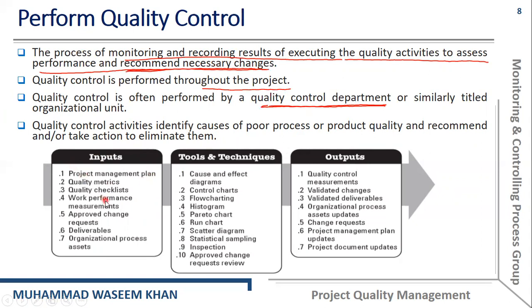It has some inputs like project management plan, quality metrics, quality checklists, work performance measurements, approved change requests, deliverables, and organizational process assets. And the tools and techniques include the cause and effect diagrams, control charts, flow charting, histogram, Pareto chart, run chart, scatter diagram, statistical sampling, inspection, and approved change request review. Then we have some outputs as well, like quality control measurements, validated changes, validated deliverables, organizational process assets updates, change requests, project management plan updates, and project document updates.